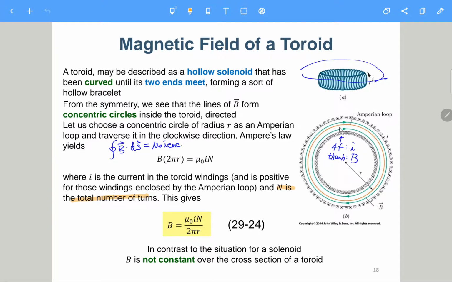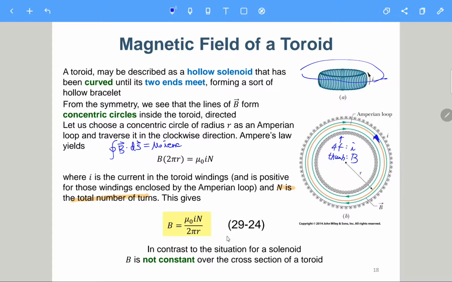When you consider the Ampere loop to be clockwise, the positive direction is into the page. As you can see, all the enclosed current is into the page. So the total number of turns is N, and on the right side for the I enclosed we have N I in total. In this case, we just divide 2 pi r on both sides. So we have B equals mu0 I N over 2 pi r.